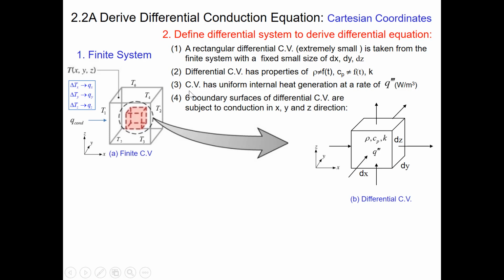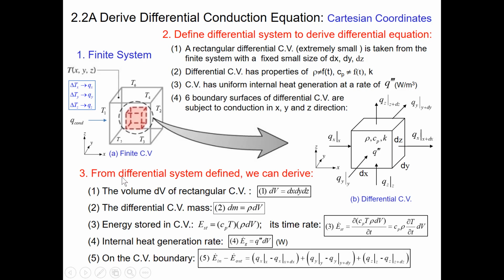3. The differential control volume has a uniform internal heat generation at a rate of q triple prime. 4. The 6 boundary surfaces of the differential control volume are subject to conduction in the x direction, y direction, and z direction.